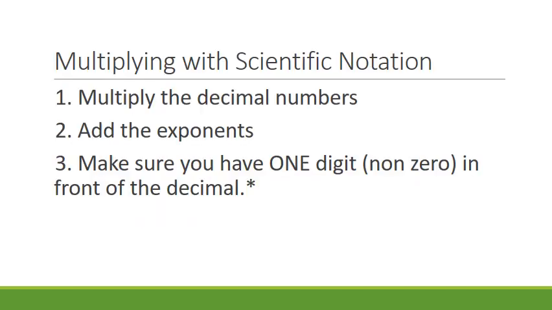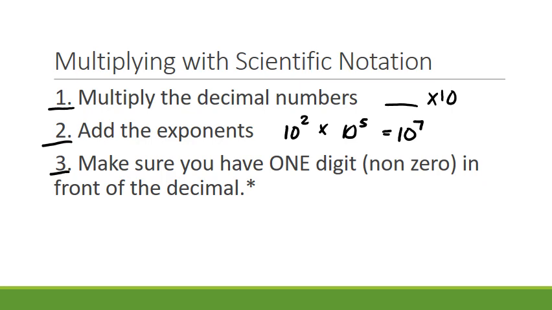In your foldable that I've provided you, let's start off by going over the rules for multiplying with scientific notation. Step 1 is to multiply the decimal numbers, meaning your number in front of the times 10. Step 2 is to add the exponents, because you're going to have 10 to the second times 10 to the fifth, and we know on our exponent rules that when you multiply like bases, you add the exponents.